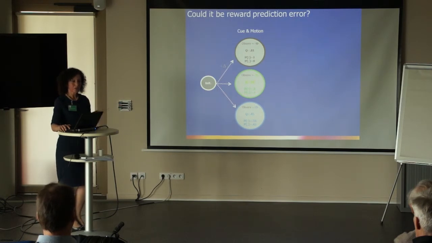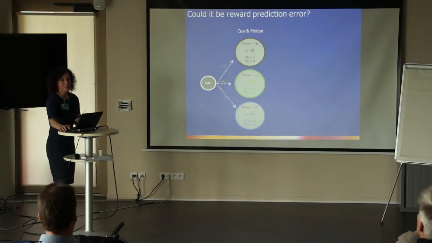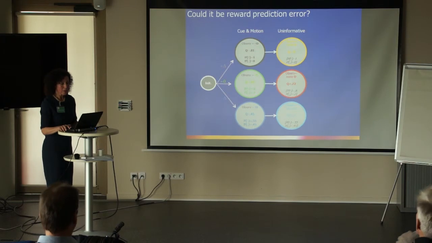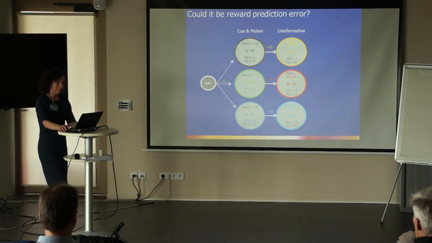It's better than average. If he sees a green cue, that's about the same as average. If he sees a blue cue, that's lower than average. That's a negative prediction error, right? So could it be that this is, and then if you think again about the uninformative stimuli, of course those cues, when they appear, they don't change the reward expectation, so maybe that's why we don't get any neural effects.